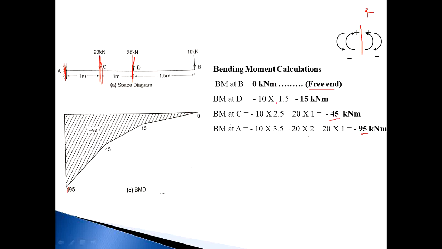So by using these coordinates, draw the BM diagram. All bending moment values are negative, so all values are plotted below the baseline. First, bending moment at B is 0, at D minus 15, this is the 15. The minus sign you should not mention because it is already plotted below the baseline. Then this is the 45 and this is the 95. All points are joined by straight lines, inclined straight lines, because there is no UDL. The whole BM diagram is negative. So this is the BMD for the cantilever beam.